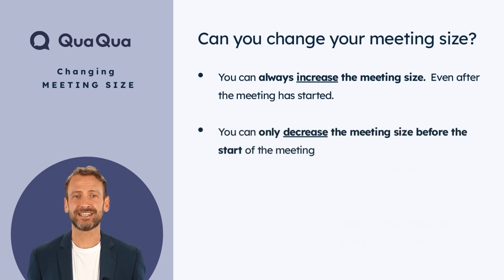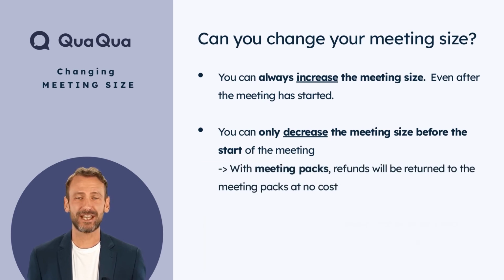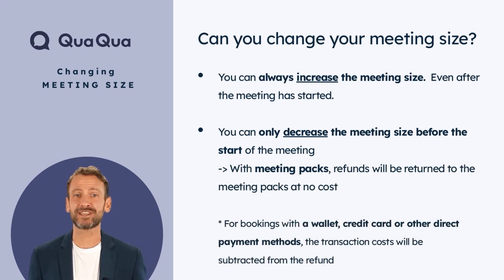Decreasing the meeting size is also possible, but only before the meeting has started. When you book the meeting through a meeting pack, the larger meeting will be returned to the pack and replaced by the smaller one, at no cost. When you booked through a QuaQua wallet or another payment method, the difference in cost will be credited back to your wallet, but in this case, the transaction costs will be subtracted from the refund.